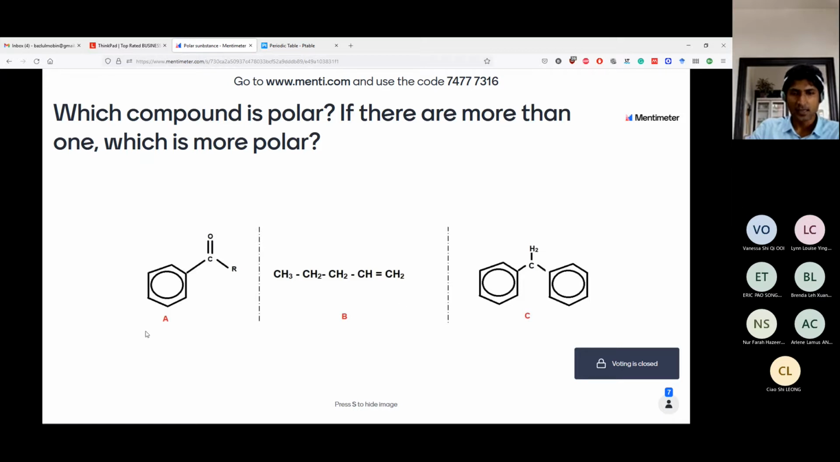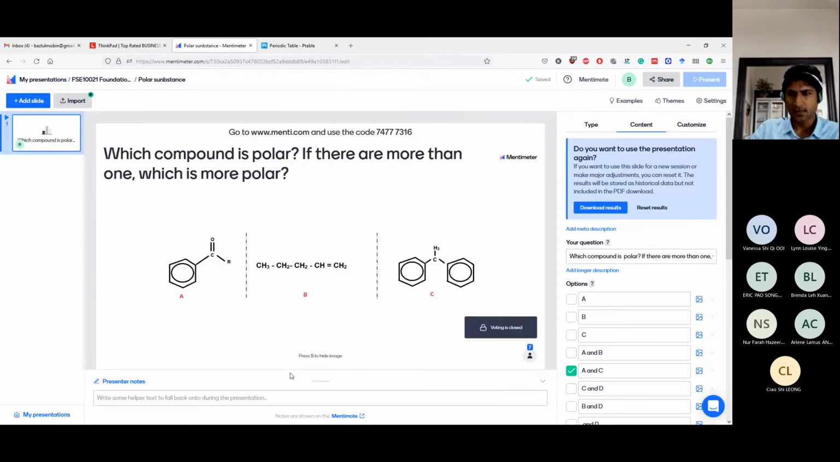C will be there. A and B will be more polar. Of course, A is more than B, and in both cases, A and B we can say. Okay, so I hope that it helps you guys. I put A and C. No, it should be A and B actually, not A and C.